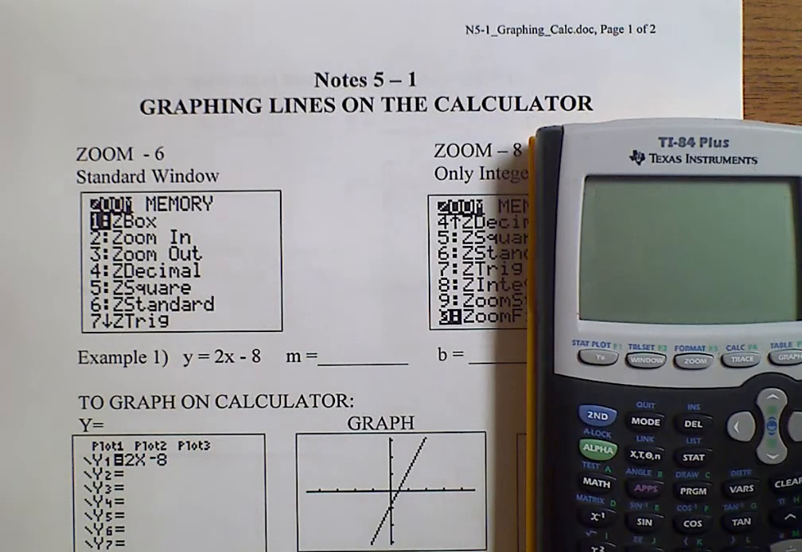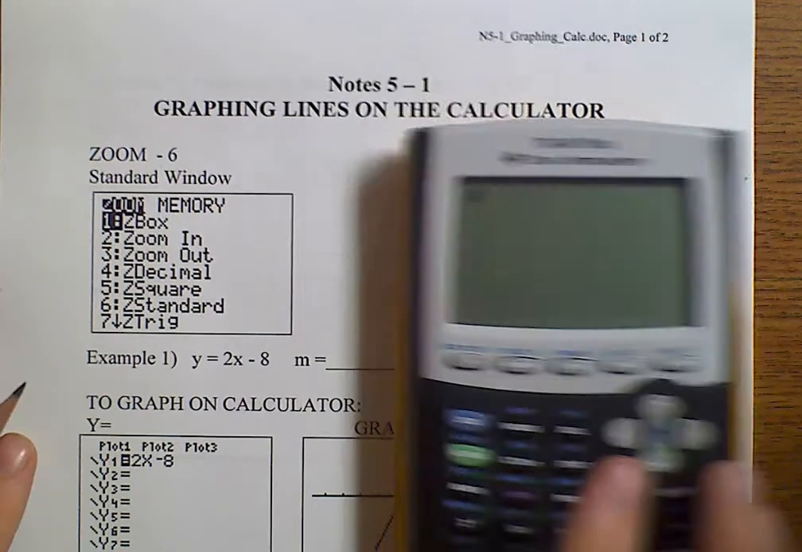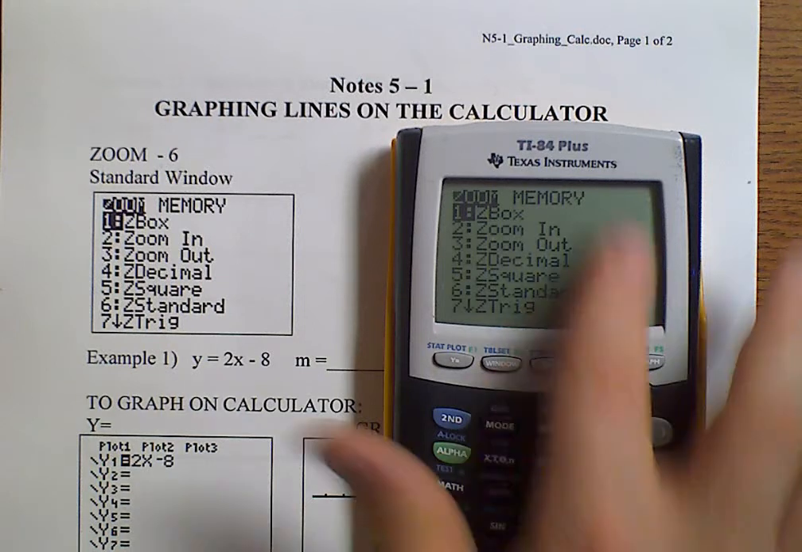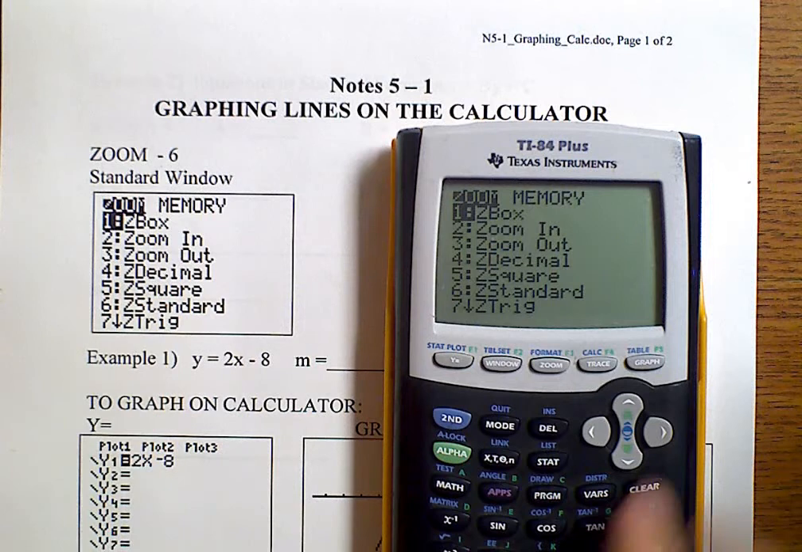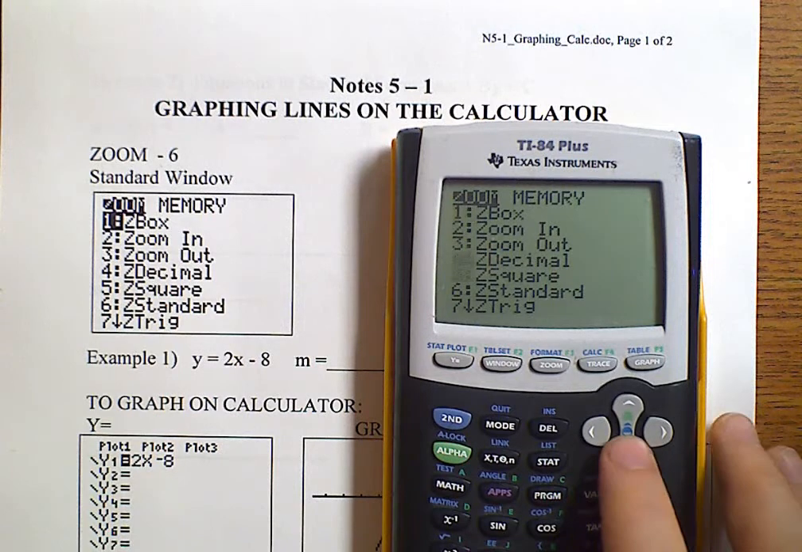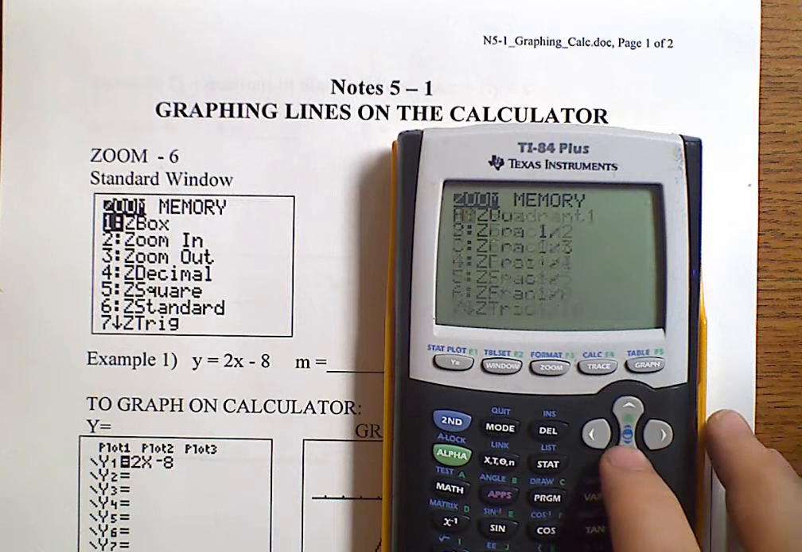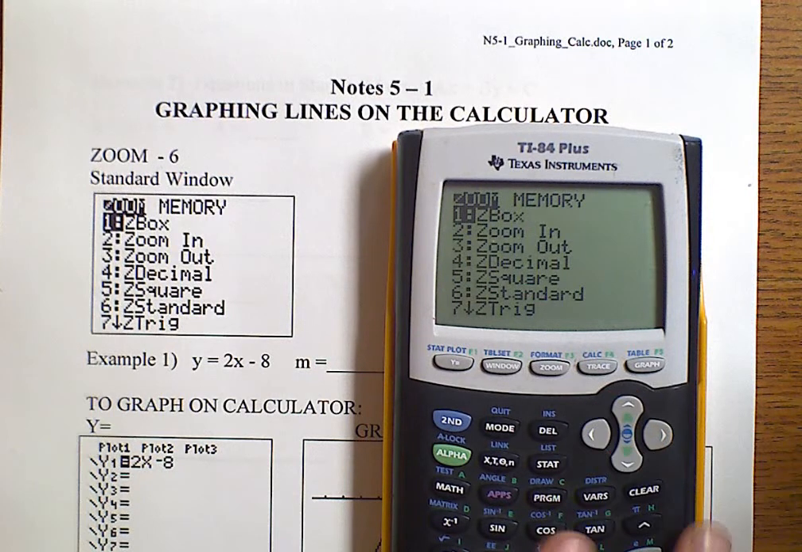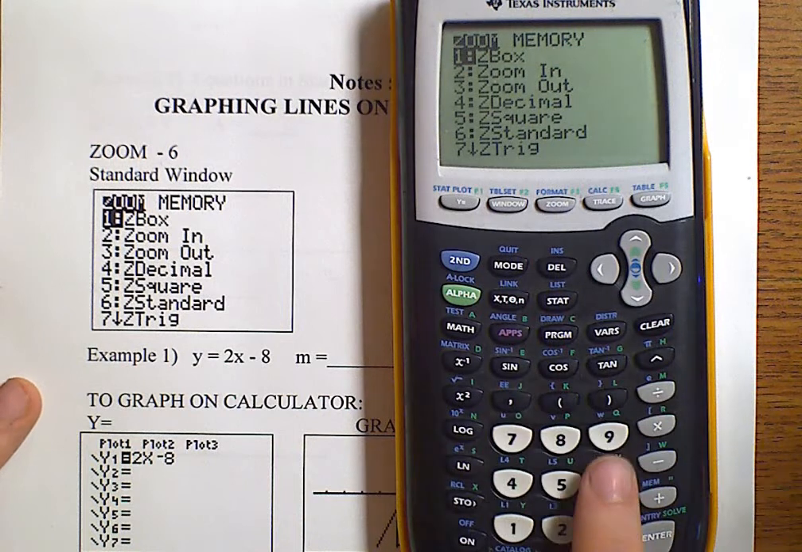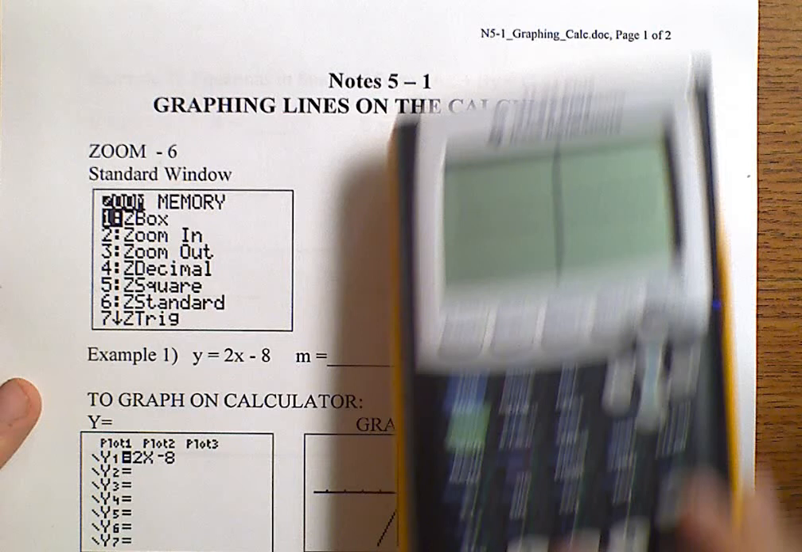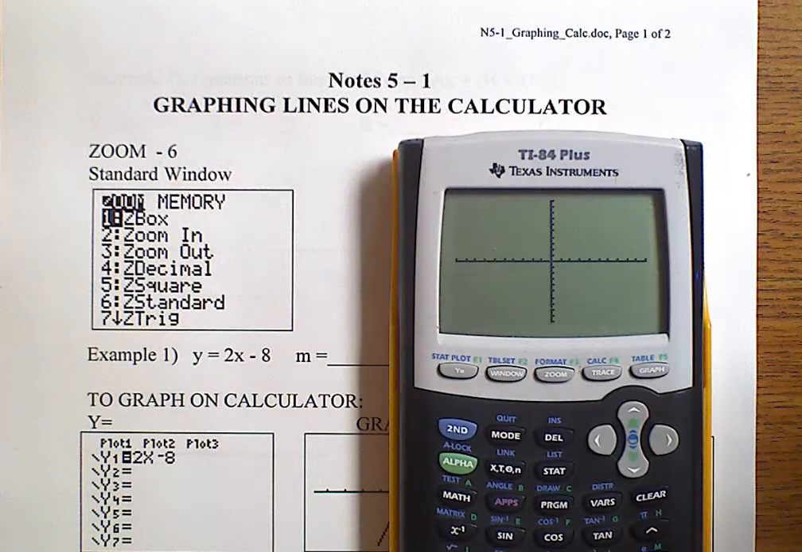A couple different things is we have Zoom 6 and Zoom 8. To show you on the actual calculator, Zoom is right here. It pops up a window that looks just like this. Now you can either scroll down to 6, or you can just type in the number 6 on your calculator. And what that's going to do is give you the standard window. That's the default window. If you reset your memory, this is what you're going to get.